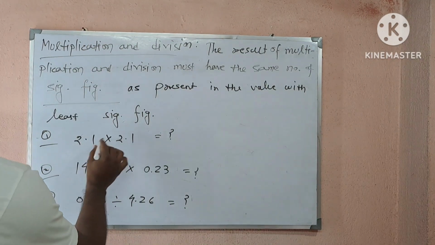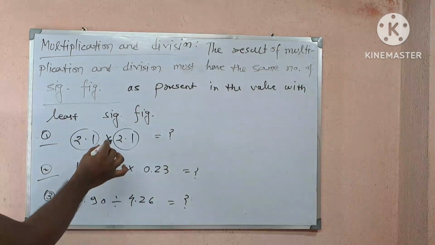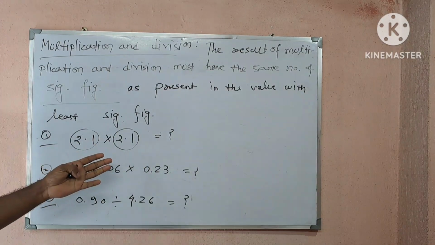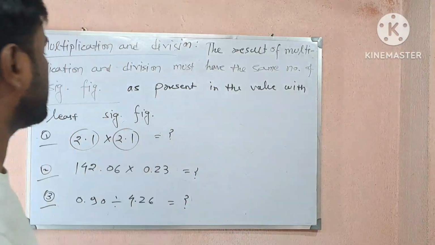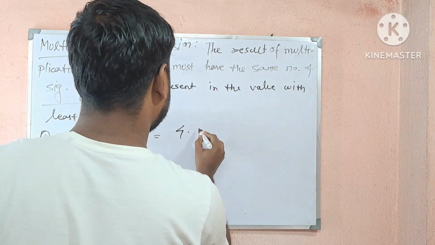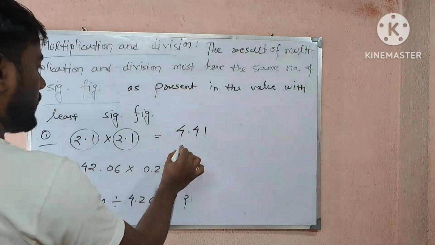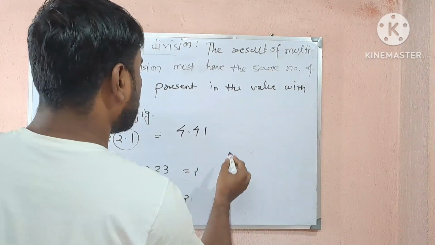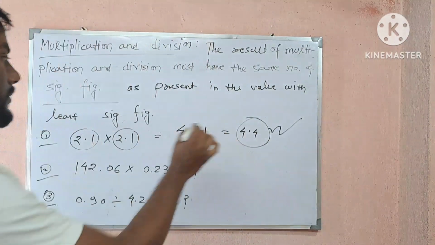Here we are multiplying these two terms. The number of significant figures is 2 here. Here also the number of significant figures is 2. So in the result, how many significant figures will be there? In the result also 2 significant figures will be there. So if you multiply, the value will be 4.41, but in the result there will be 2 significant figures. So the result will be 4.4. The actual result will be 4.4 after rounding off.